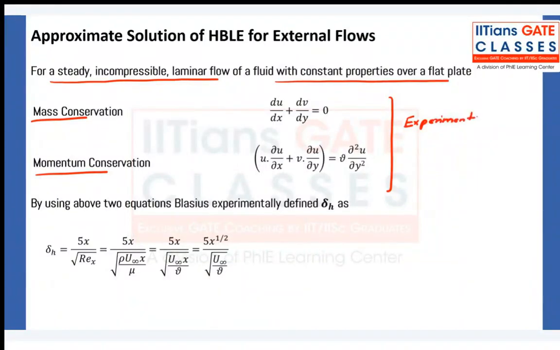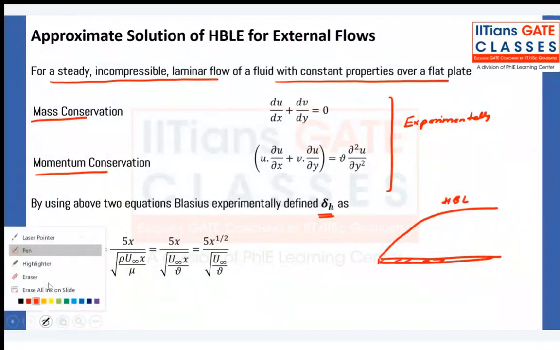And given an equation for hydrodynamic boundary layer thickness, delta H, which is 5x by root Reynolds number. Now, what is Reynolds number? Rho V D by mu. Now, you have to understand, whenever I talk about x, this is your local. That means, look, this is your flat plate. This is your hydrodynamic boundary layer. Okay. Now, whenever x is there, it means the local variable.